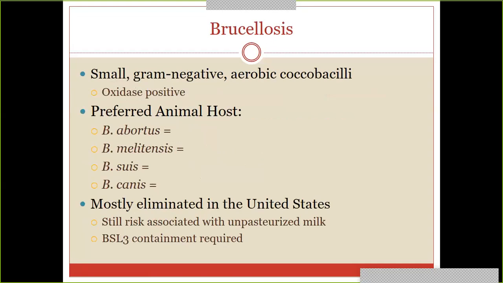Brucellosis, another one that we've discussed in the bioterrorism chapter, but again, it is zoonotic because there are 4 species that we've linked to different animal hosts. Overall, Brucella is gram-negative coccobacilli, oxidase positive. Brucella abortus is from cattle. Brucella melitensis is sheep or goats. Brucella suis is pigs, and Brucella canis, of course, is dogs.